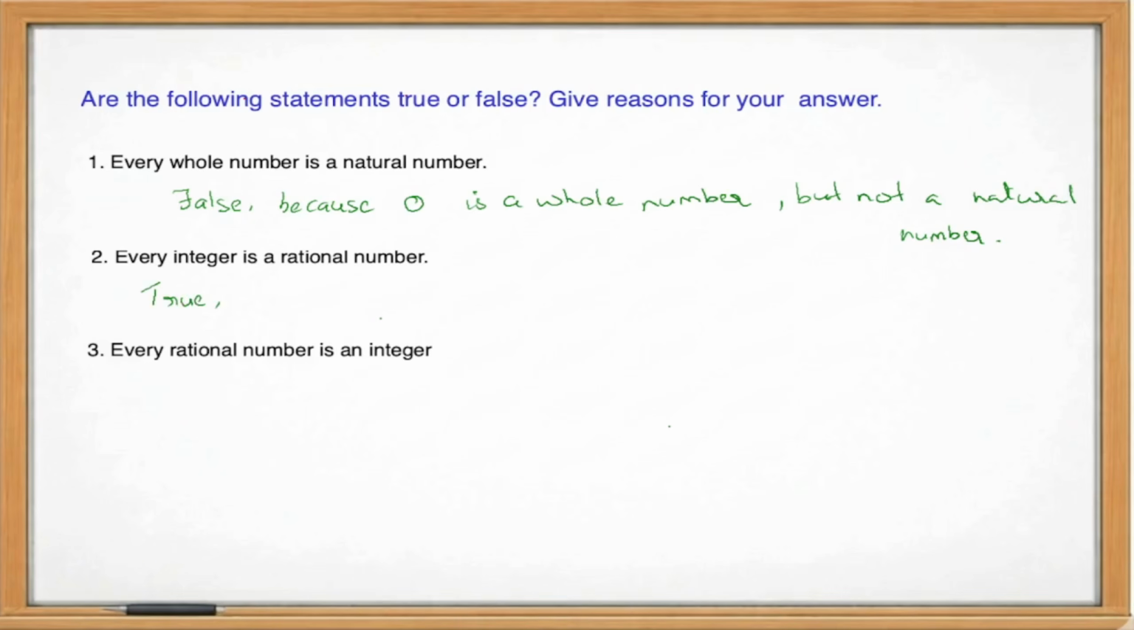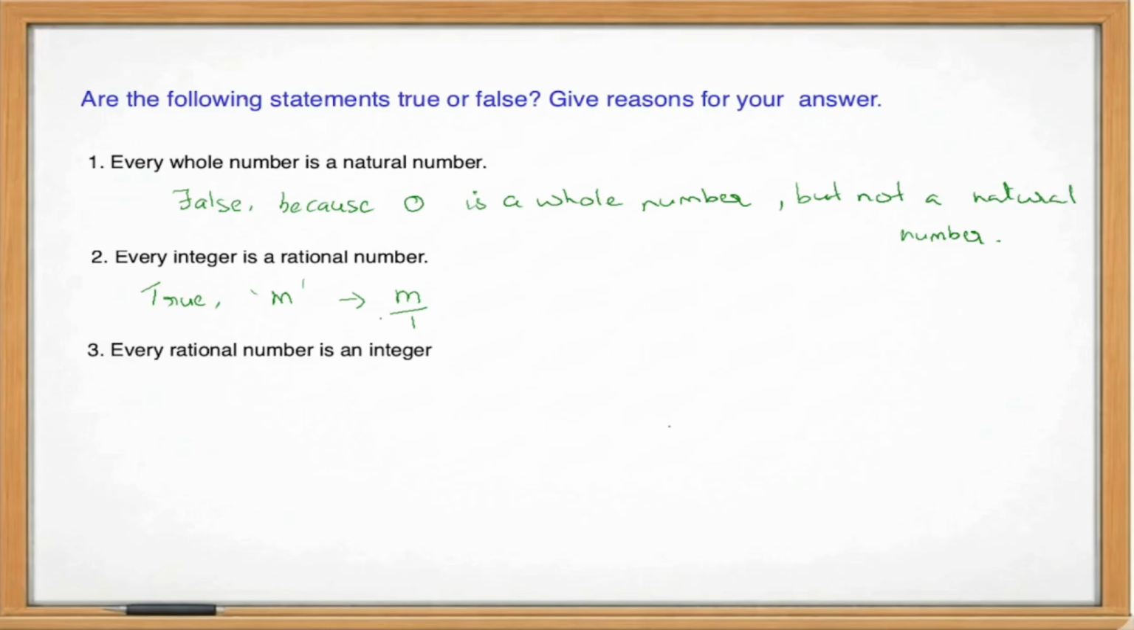Why? If you take any number, okay, here let me take m. If I'm taking this as a number, this can be expressed in the form of m by 1. So this can be written in the form of p by q. So every integer is a rational number.